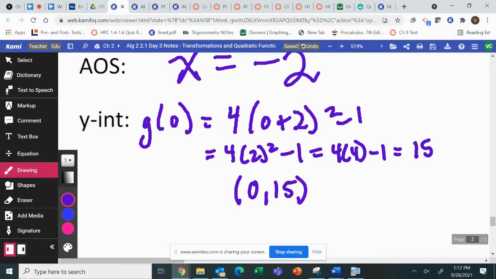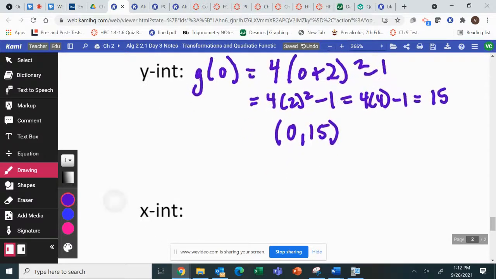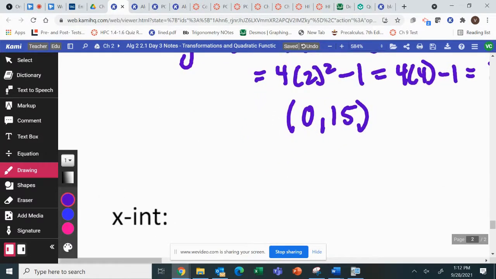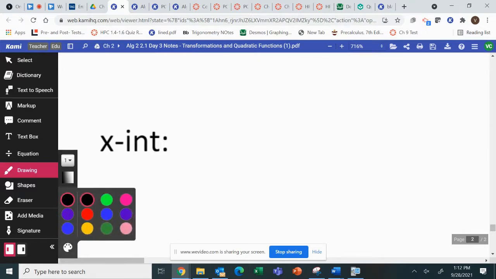Am I going to have to count by different numbers on my graph? Yeah, as soon as you see that 15, you know you're going to have to count by something else. Let's go ahead and find our x-intercepts. Jay, you don't have to tell me the answer. Just tell me, how do I find x-intercepts? What's the rule?